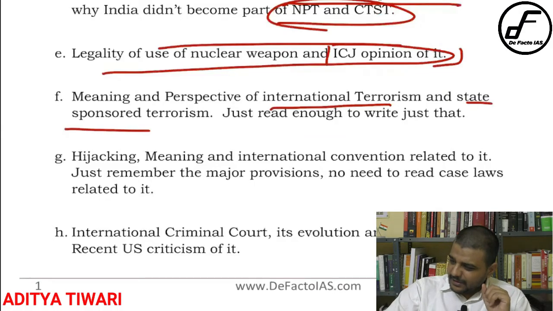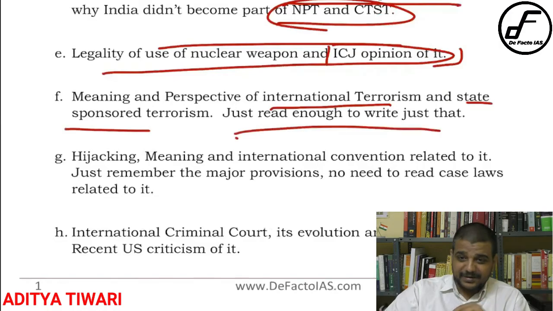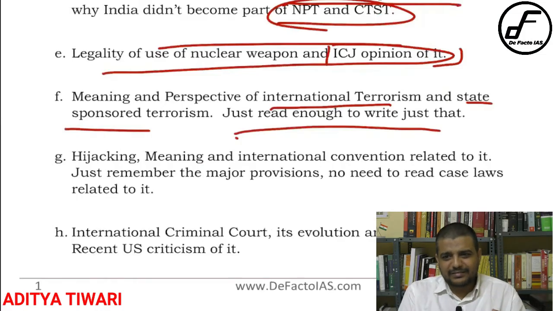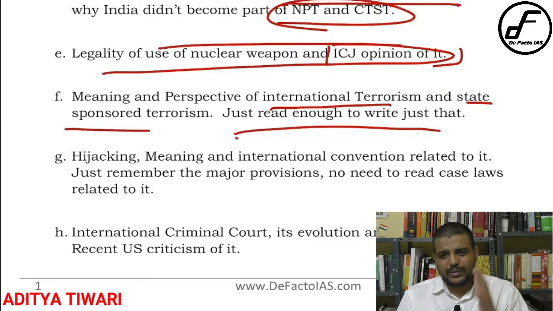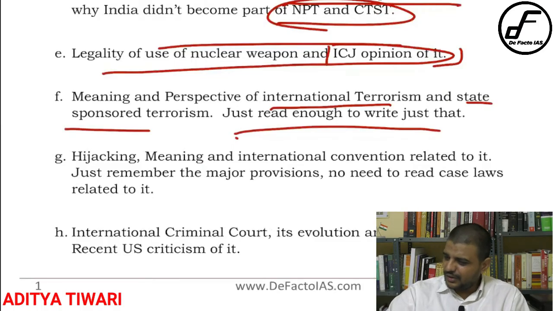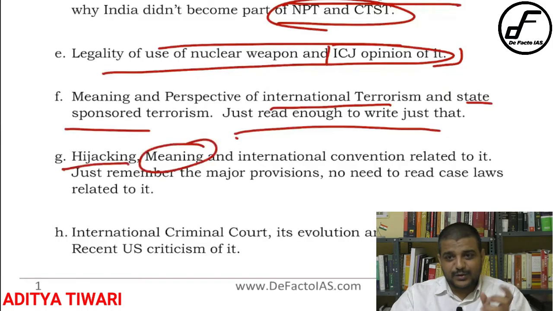I have written it in a very generic form. You just read enough so that it enables you to write it down. Apart from that, nothing more is required. It means you should study enough so that a short note of 150 or 250 words can be written on it. Not more than that. You do not go and read the whole book on international terrorism. Not needed. Similarly, hijacking. What is the meaning of hijacking? Taking control of an aircraft, right?